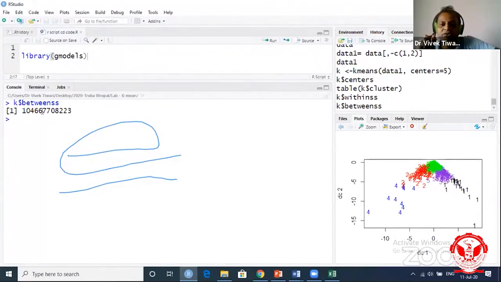Each cluster has a centroid, so we have five centroids. We have to calculate the distance between these five centroids, and the summation of those is called heterogeneity. We try to maximize it.